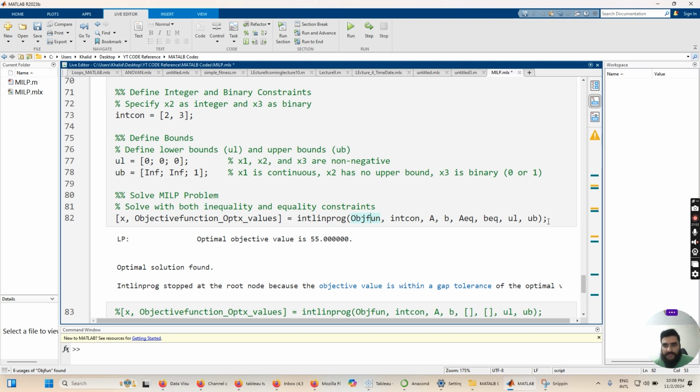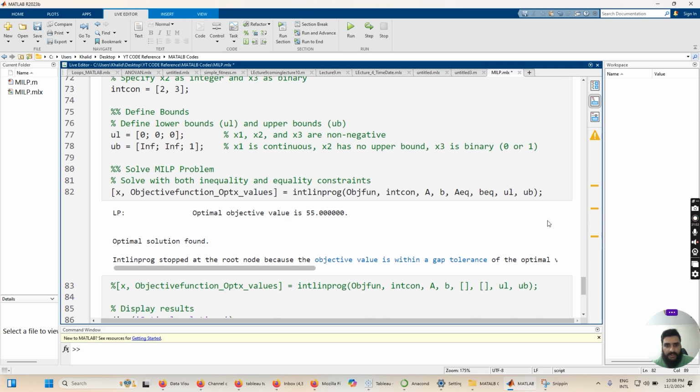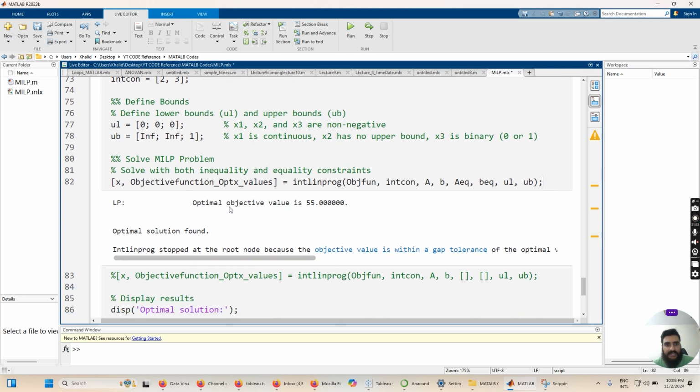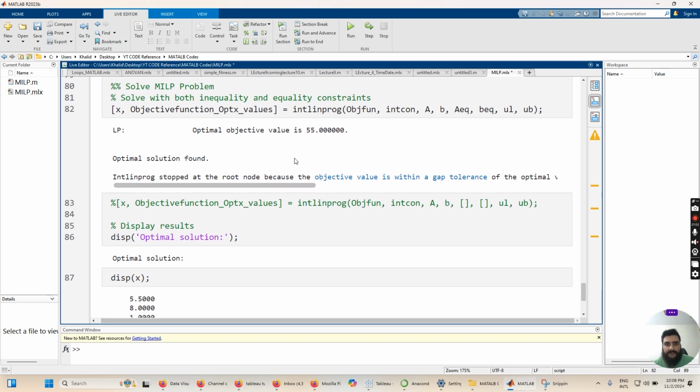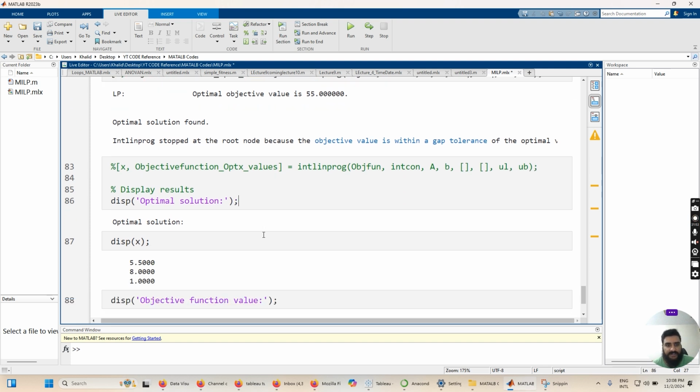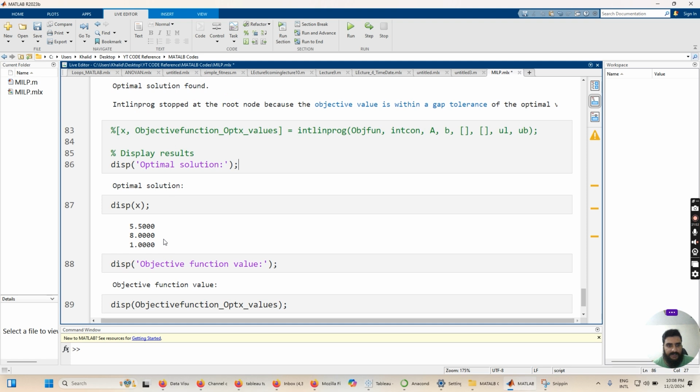So this is how you define the input arguments for the function intlinprog. Now once you have done that, when you run this code, it will do the optimization and find the optimum objective value. In that case, the minimum objective value is 55. It says that it has found the solution, that's why it stopped. Once we run that, we will see what values we are getting out of it. So we will simply use x to display the value of x.